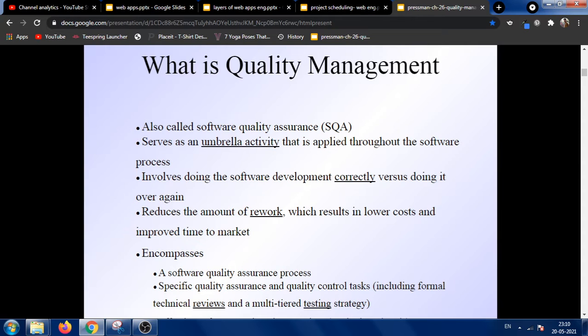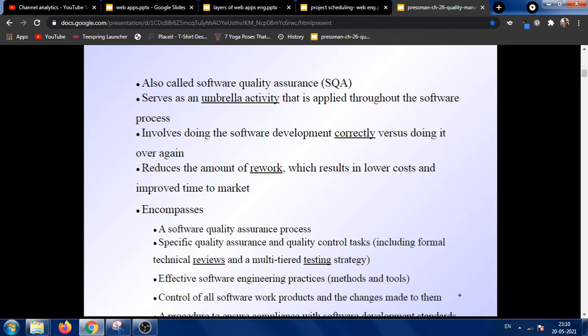It involves doing the software development correctly versus doing it over again. So instead of doing the work repeatedly again and again, how we are going to do the process correctly, that is quality management. It reduces the amount of rework, which results in lower cost and improved time to market. Naturally, when you are following standard quality assurance and assuring the standard quality in every step of the work, it always reduces the rework in the process.